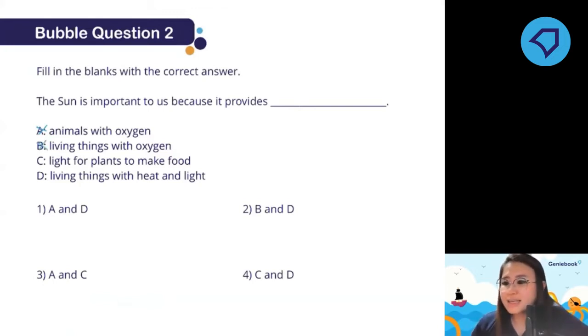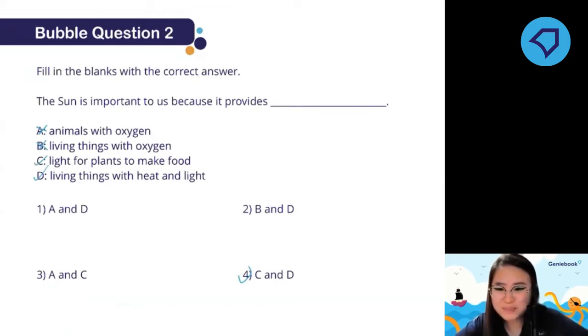And C, light for plants to make food. Indeed, the sun is a brilliant source of light as well as heat, and light is important for plants to undergo photosynthesis in order to make food. And then lastly, living things with heat and light. This is a given. Super easy question. Number four. Okay, let's see how many students got it correct. Oh, okay, not bad. Still reaching about 90%. Good job.